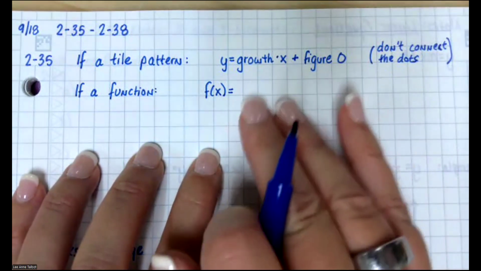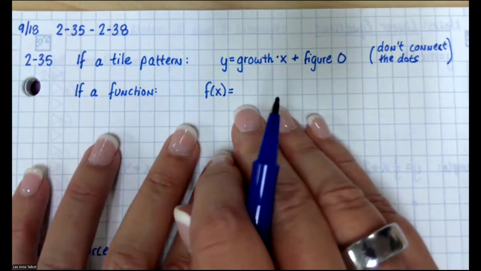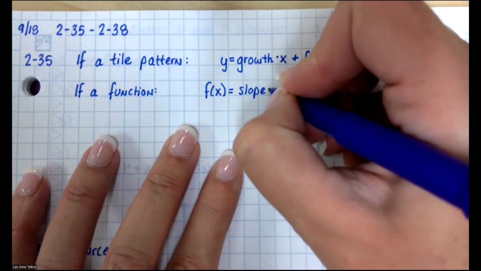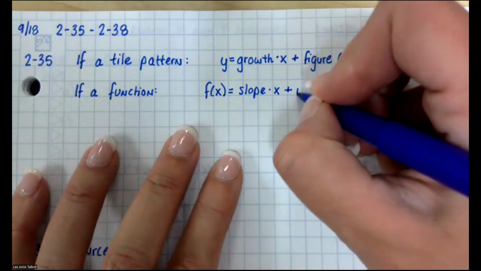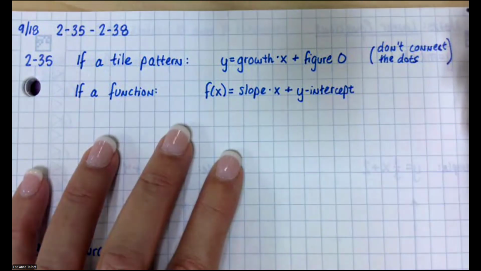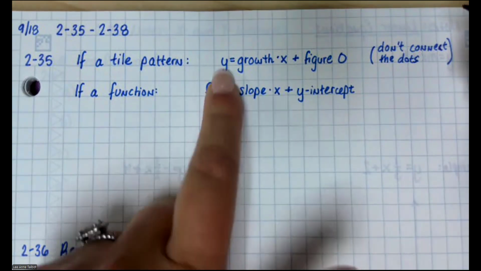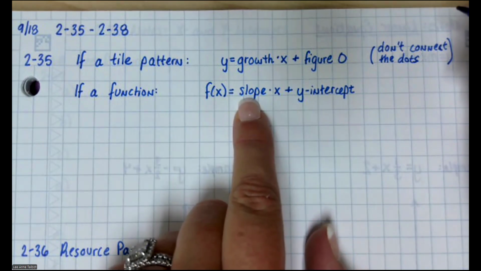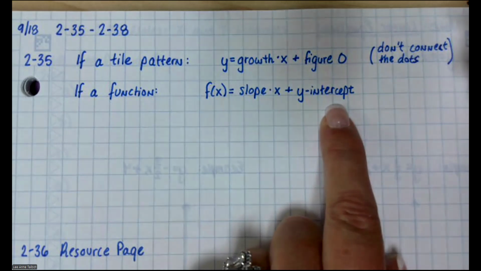And I want to write it right underneath because it's really the same thing. It's how we teach you with tile patterns, and then we move to functions because it's really the same. Just the word growth becomes slope, and the words figure 0 turn into y-intercept. So f of x is y. Remember, we can interchange those as much as we want. Growth becomes the word slope, which we found with those triangles, times x is the same. And then figure 0 turns into y-intercept.